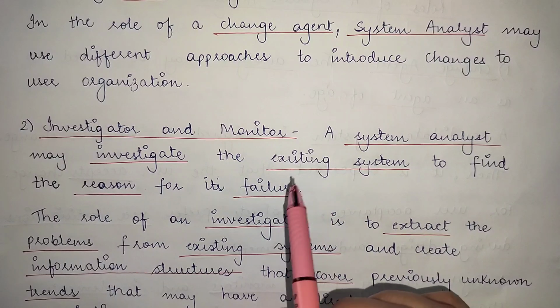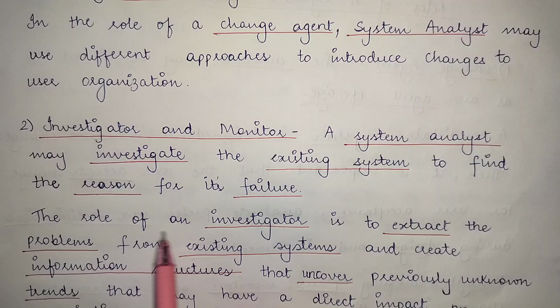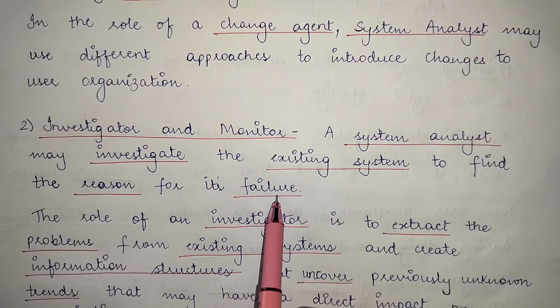So he will find out the reasons for the failure of the existing system. The role of an investigator is to extract problems from the existing system. The first role as an investigator is to first of all find out the reasons for the failure.